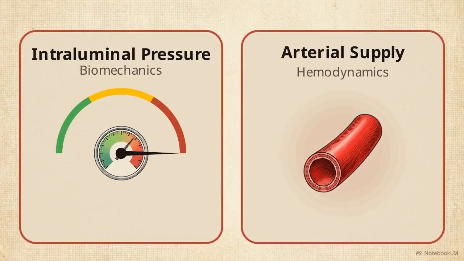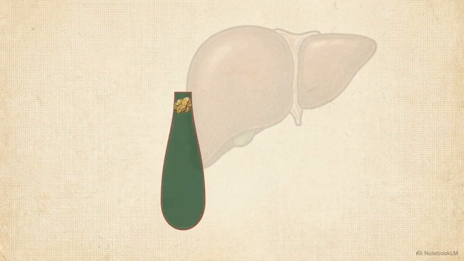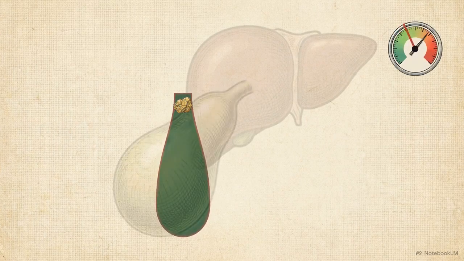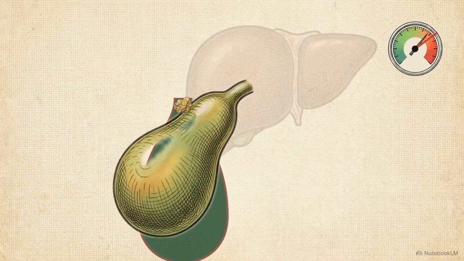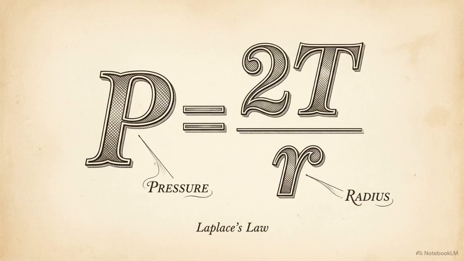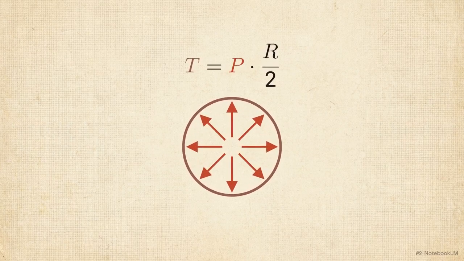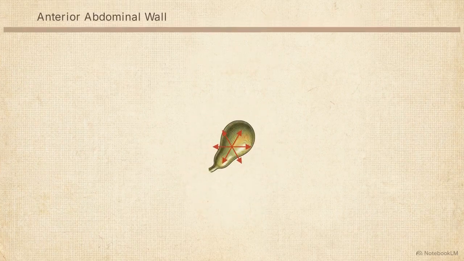specific arterial supply. Acute cholecystitis begins with mechanical obstruction, typically a gallstone lodged in the cystic duct. This creates a closed system where internal fluid pressure steadily builds. This pressure dynamic follows Laplace's law. Laplace's law is a physics principle stating that the wall tension of a cylinder or sphere increases proportionally with its internal pressure and radius. As intraluminal pressure spikes, it generates massive outward tension on the gallbladder walls.